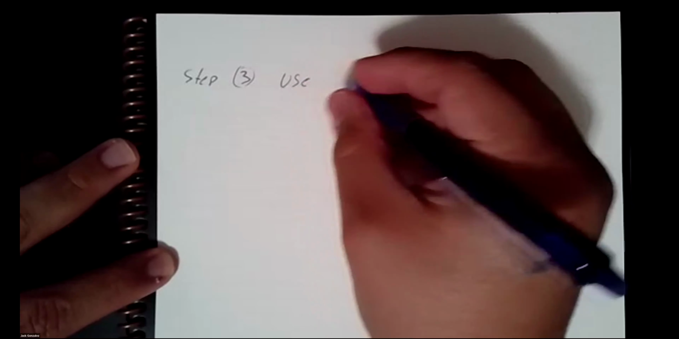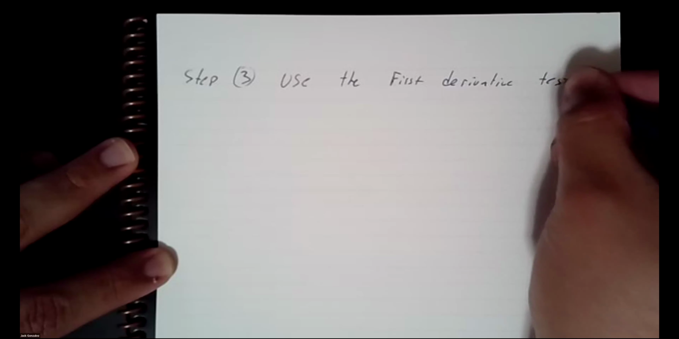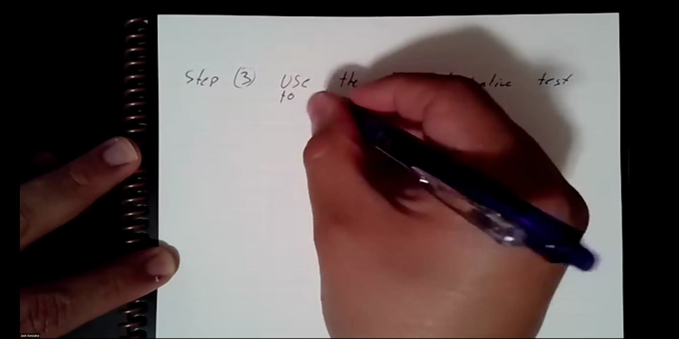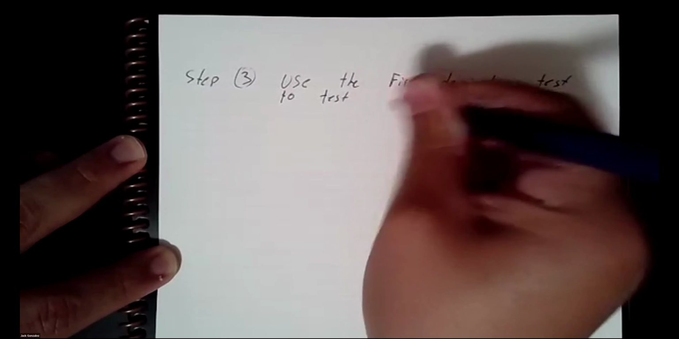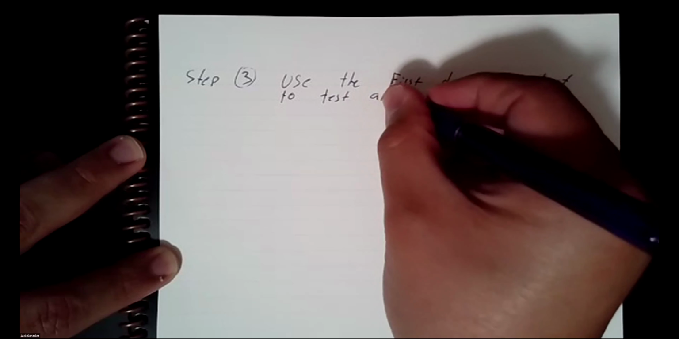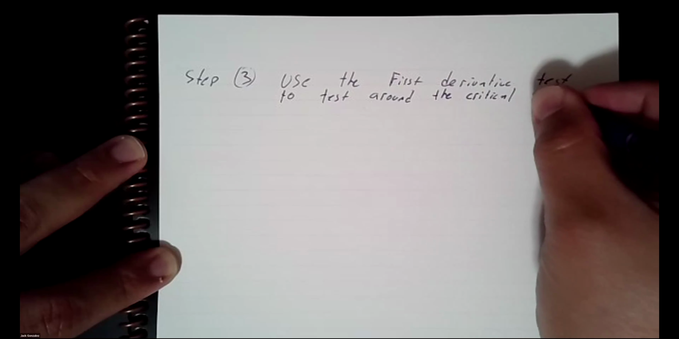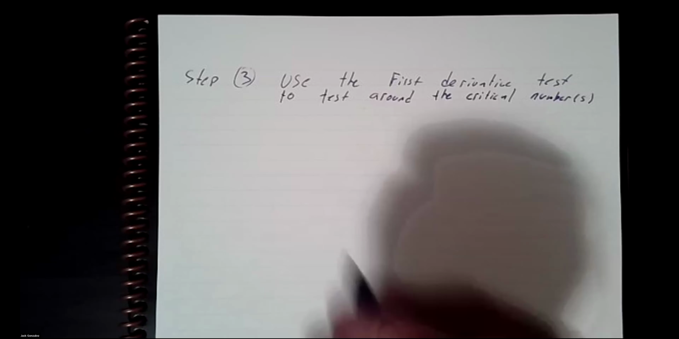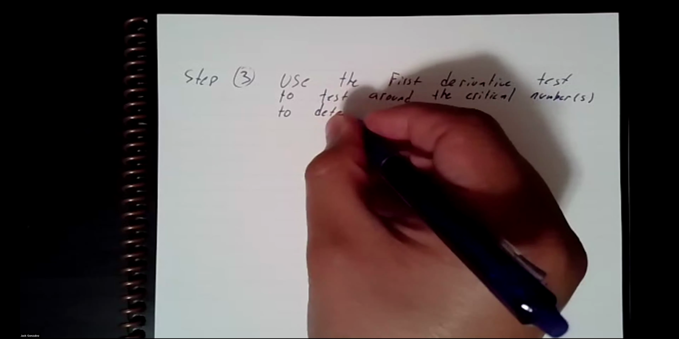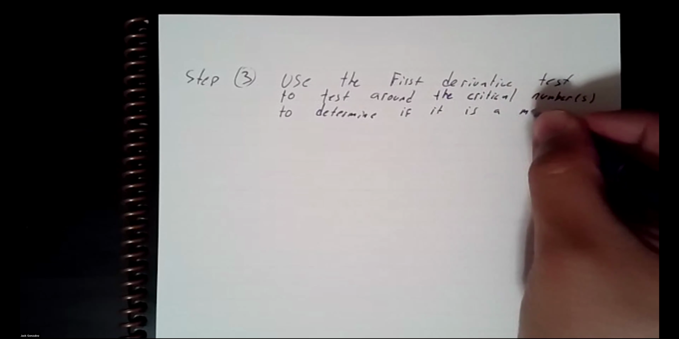Step 3. Use the first derivative test to test around the critical numbers or number to determine if it is a max or min.